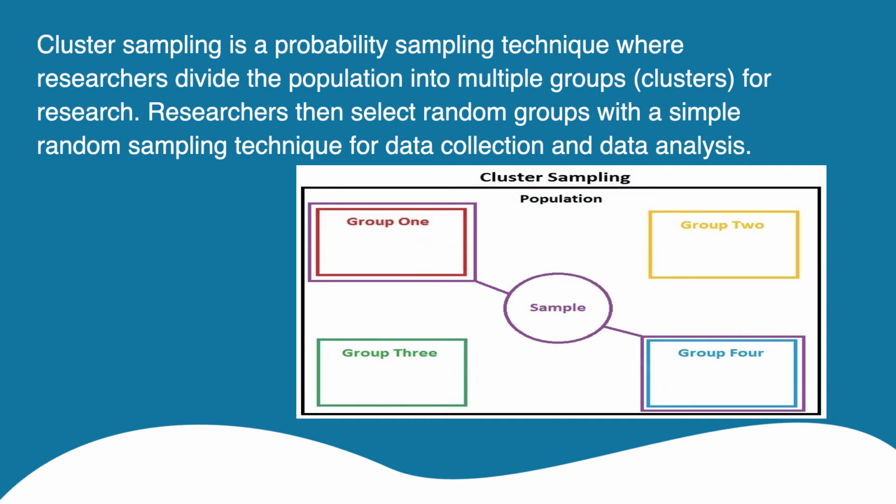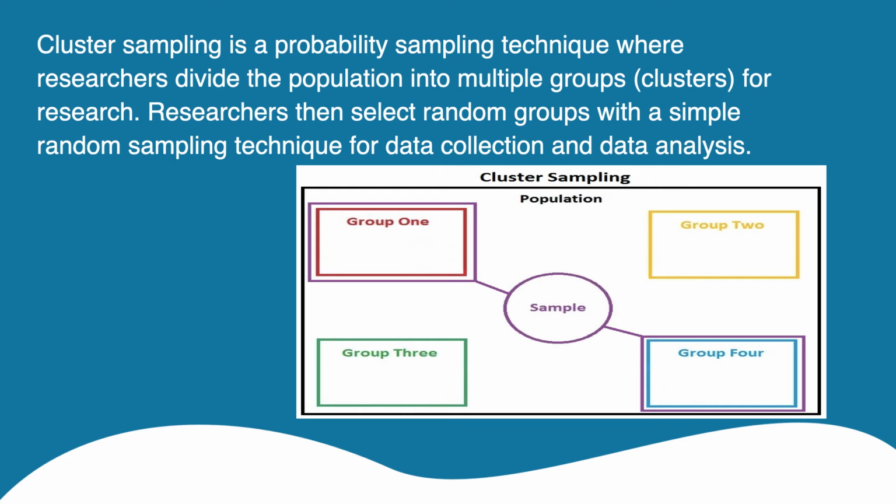If the clusters themselves are large, you can also sample individuals from within each cluster using one of the techniques above. This method is good for dealing with large and dispersed populations, but there is more risk of error in the sample, as there could be substantial differences between clusters. It's difficult to guarantee that the sampled clusters are really representative of the whole population.